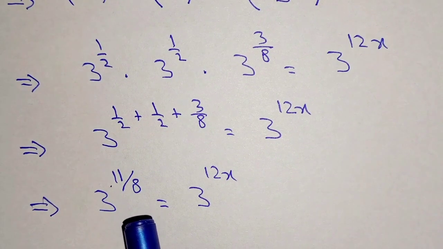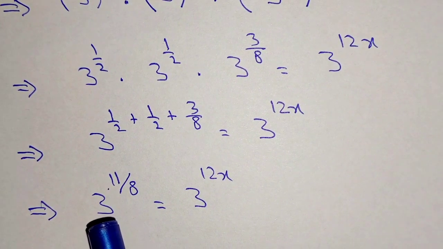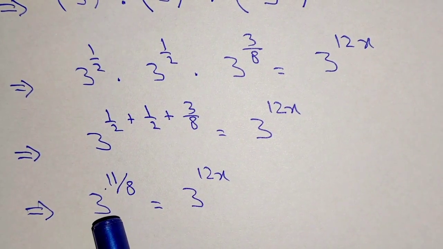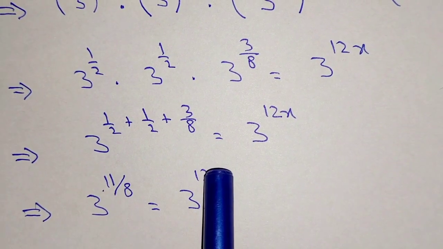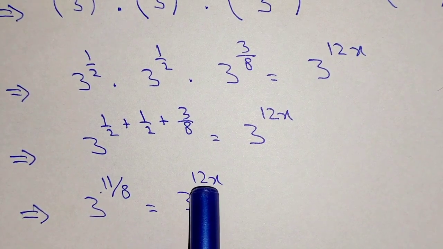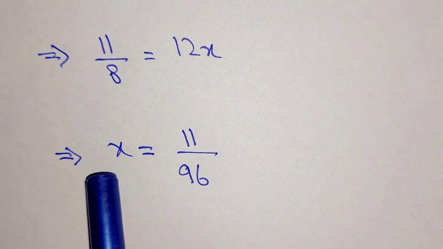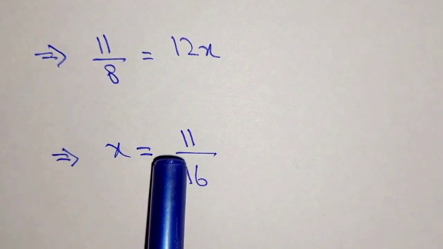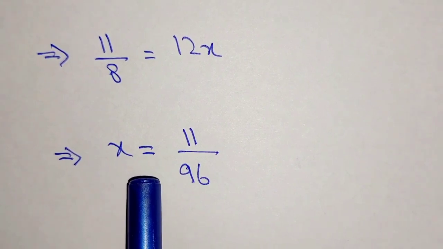So 3 power 11 over 8 equal to 3 power 12x. Now we can see that both the bases are the same on both sides. So therefore we can equate both the powers. 11 over 8 equal to 12x. Now simply bring down 12 and multiply with 8. So you will get x equal to 11 divided by 8 into 12, that will be 96. So the value of x is 11 over 96.